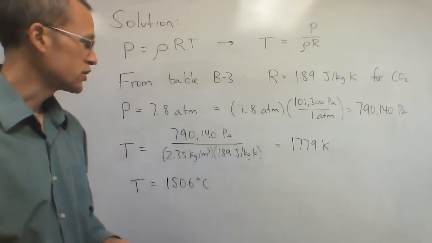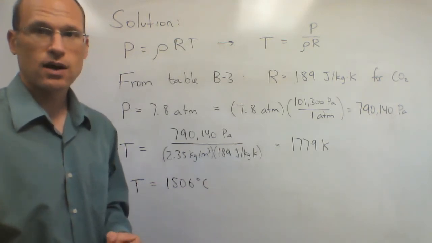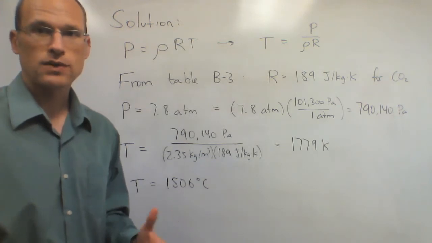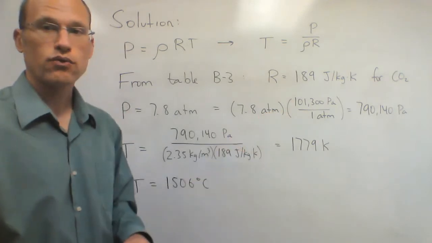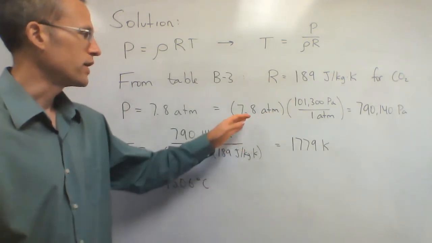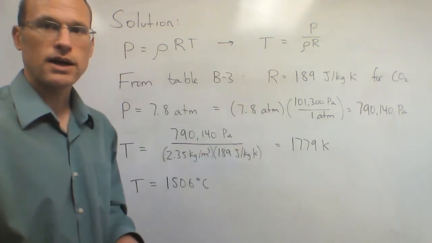And then lastly, the pressure, 7.8 atmospheres. That's not exactly the units that we want for this. We want pascals. So 1 atmosphere corresponds to atmospheric pressure. So 1 atmosphere is 101.3 kilopascals, or 101,300 pascals. So 7.8 of those gives me roughly 790,000 pascals.